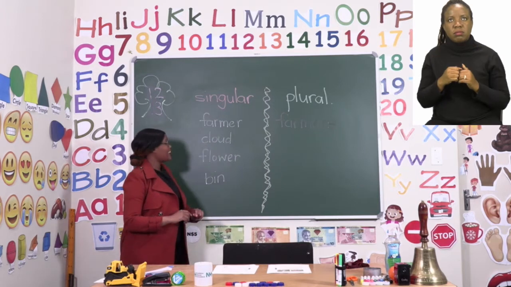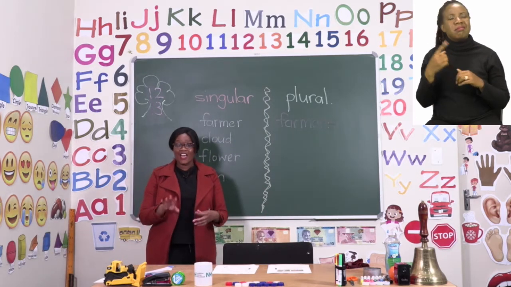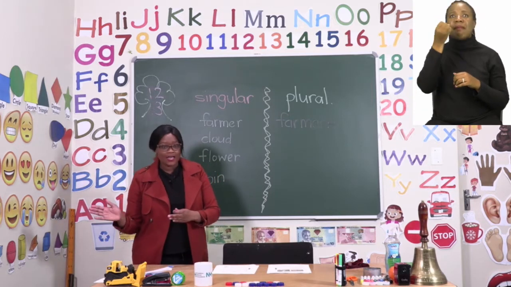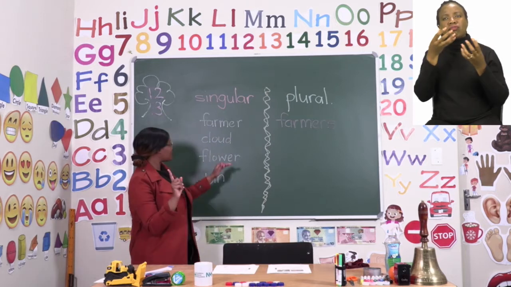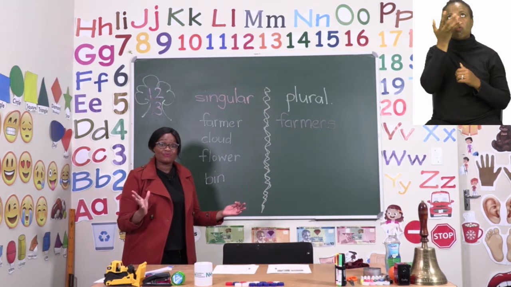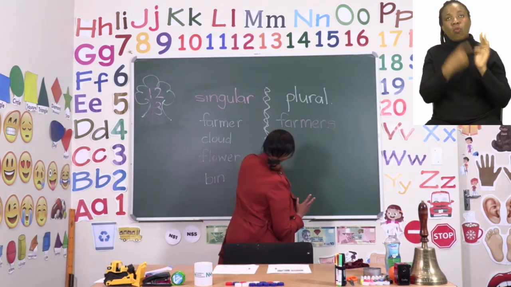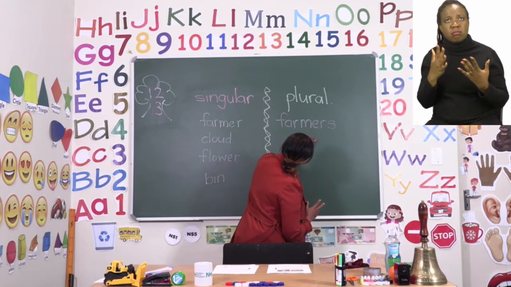We have the word cloud. Now we know clouds. We see them all the time in the sky. They're the ones that carry the rain and they get moved by the wind. So if we have one cloud, it is a singular. But to change that one cloud into many, we say clouds. So all we are doing, boys and girls, is adding an S.